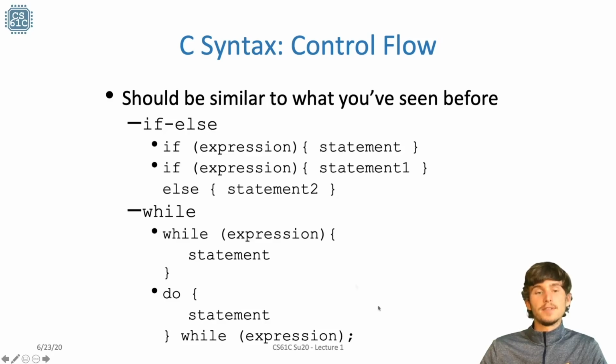Another way you can actually control your program is with while loops. You can do a while this expression is true, do statement, or do this statement while this expression is true. The difference between these two is that the first one will immediately execute the expression before it executes any of the statement, as opposed to this do statement while. This will actually execute this statement once before it actually checks this expression.